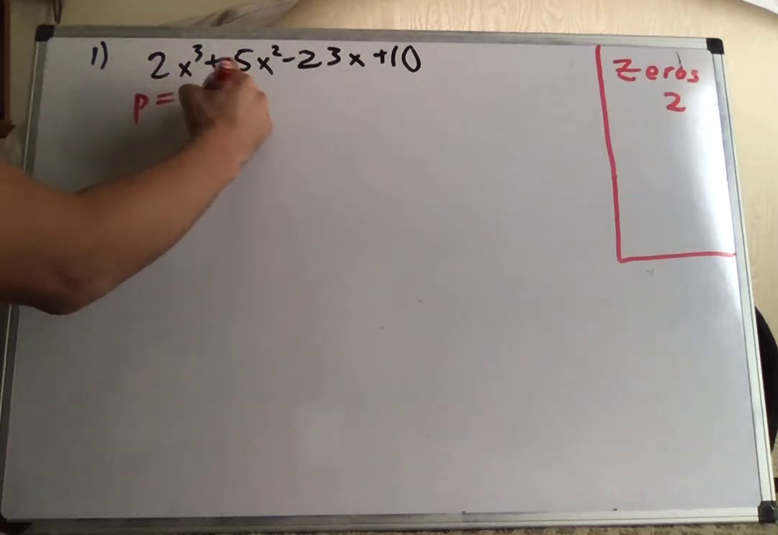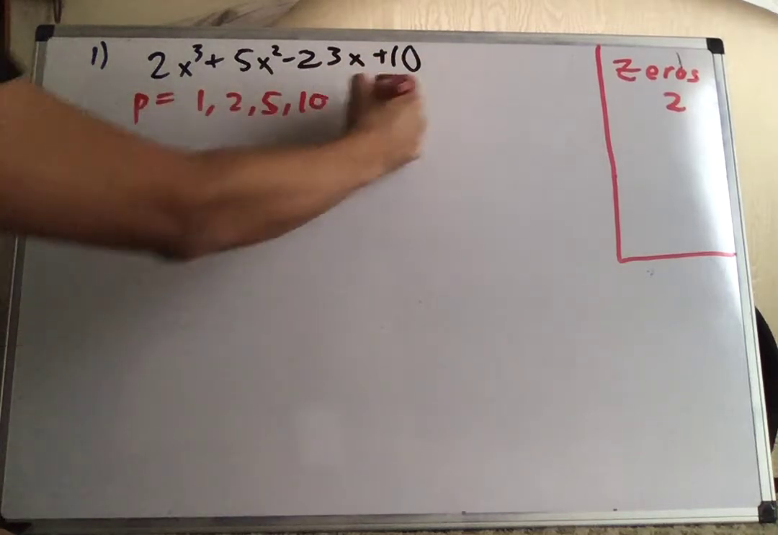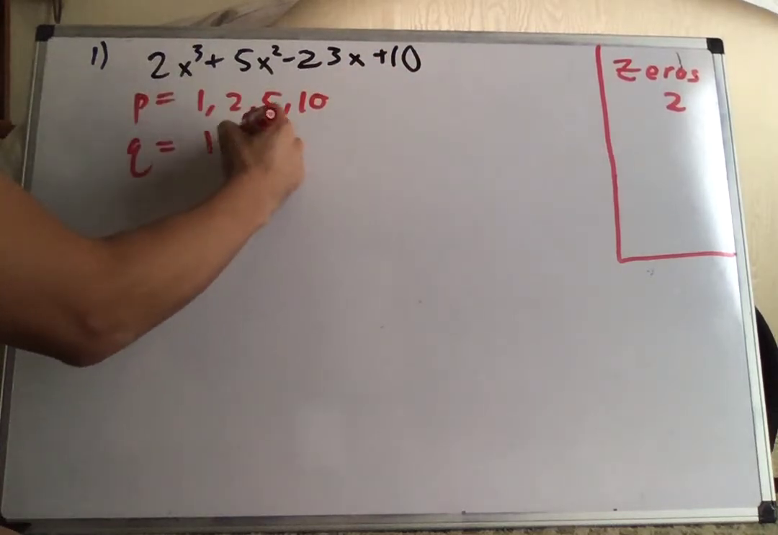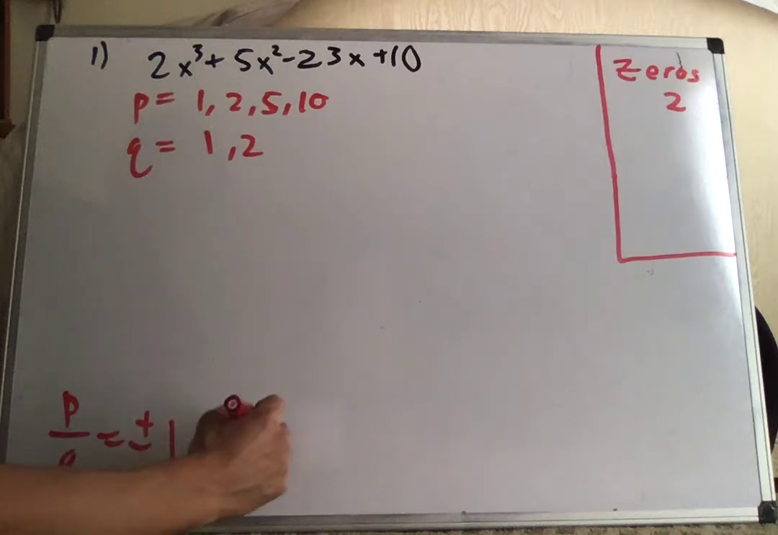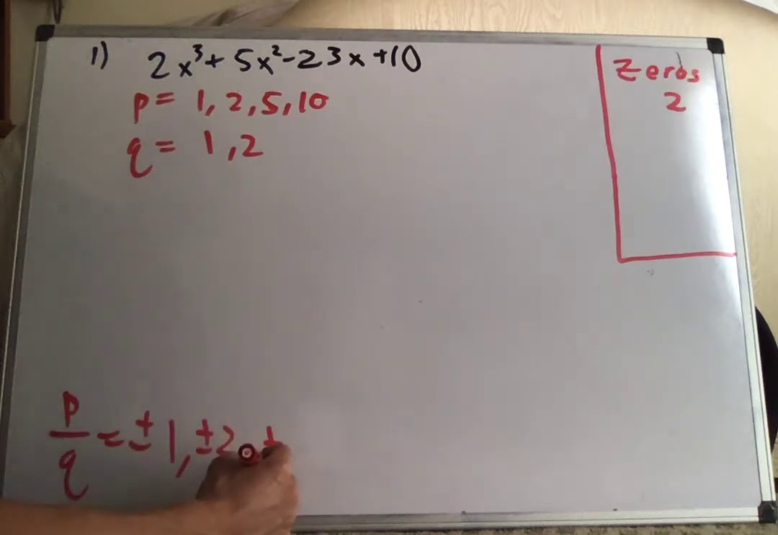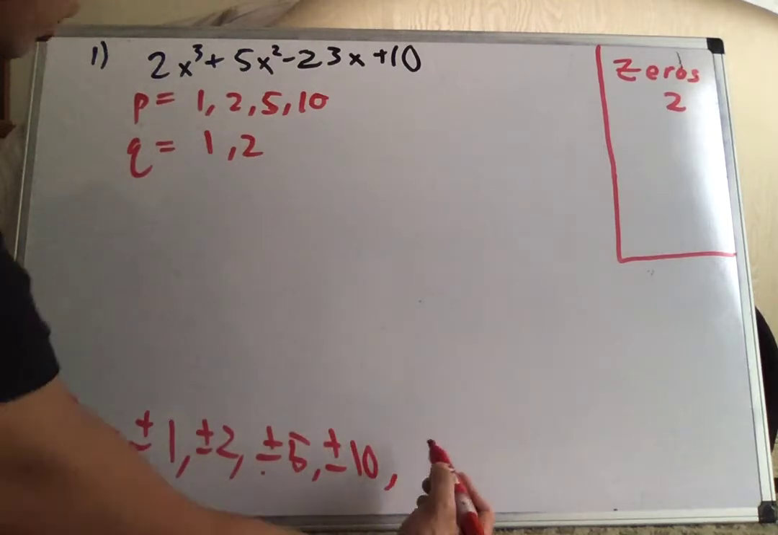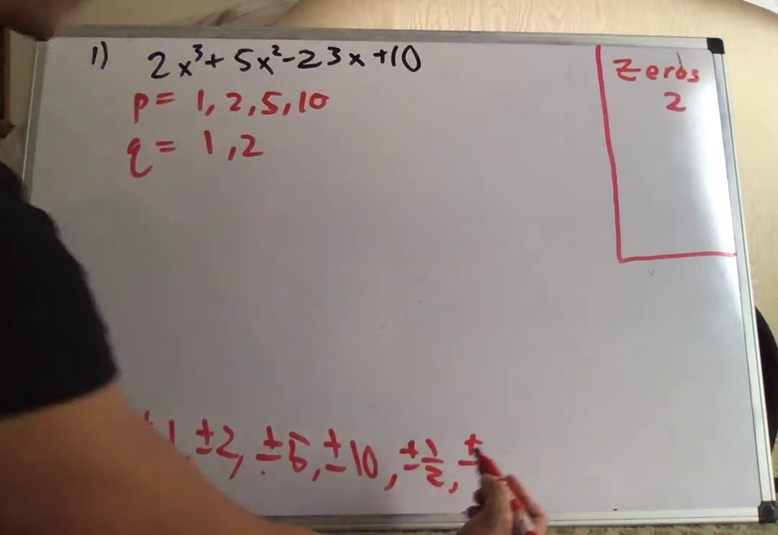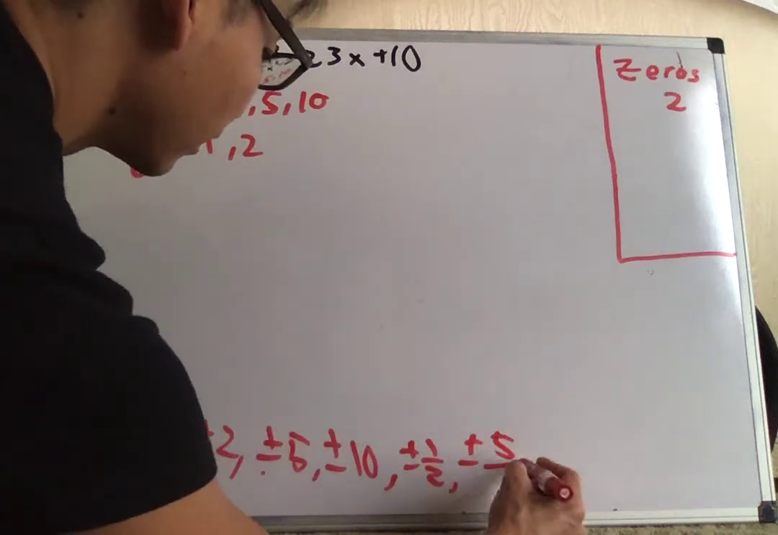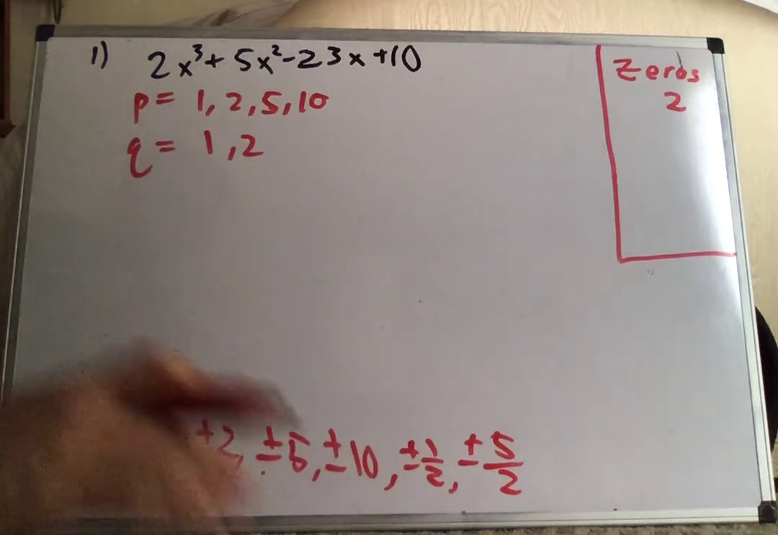P is 1, 2, 5, or 10, things that divide the 10, yeah? And then Q is just 1 or 2 again. So on the bottom, P over Q's: plus or minus 1, plus or minus 2, plus or minus 5, plus or minus 10, and then 1 over 2, plus or minus 1/2, plus or minus 5/2, and those are the only things. I know it's not going to be positive 1 because we checked that one already.